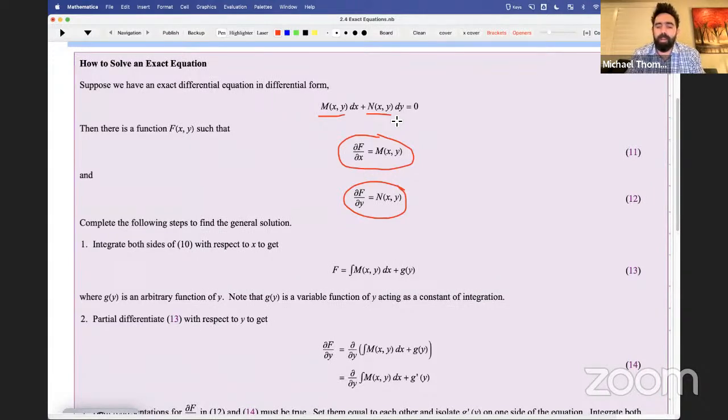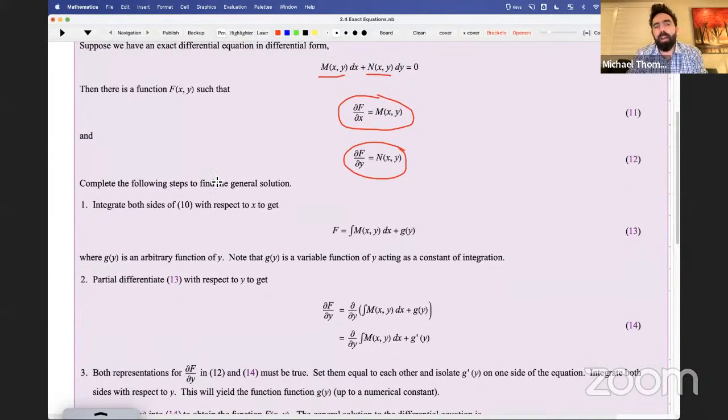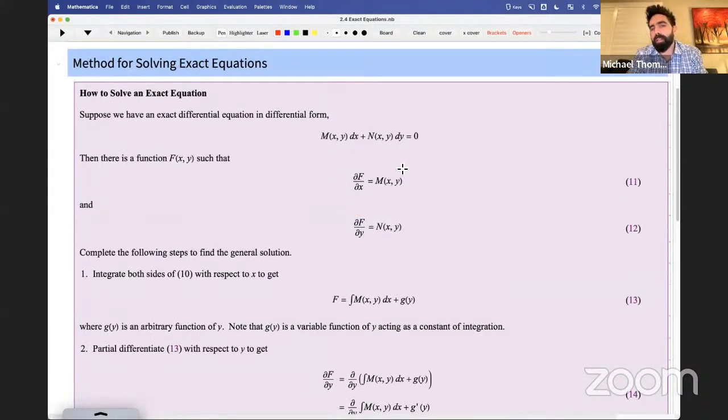Okay. All right, so here's where the notation comes in. You're going to pick one of these. It doesn't matter which one. We're going to start with that one. So for example, let's start with this one. Our goal is to find capital F.